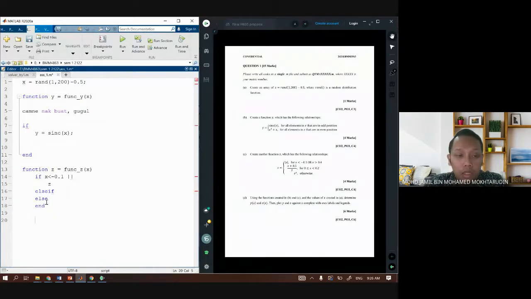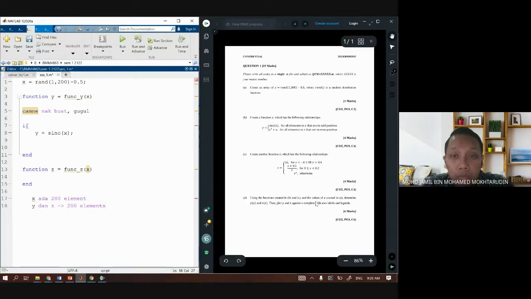Okay, after you write all of this, then you answer question D using the function B and C and the values of X created in A, determine Y(X) and Z(X). So X tadi ada 200 elemen. So bila kira Y dan Z, they should have 200 elements as well. Okay. So bila kira tu make sure Y and Z has 200 elements. So I think this part might need to use for loop. Or maybe not use for loop.